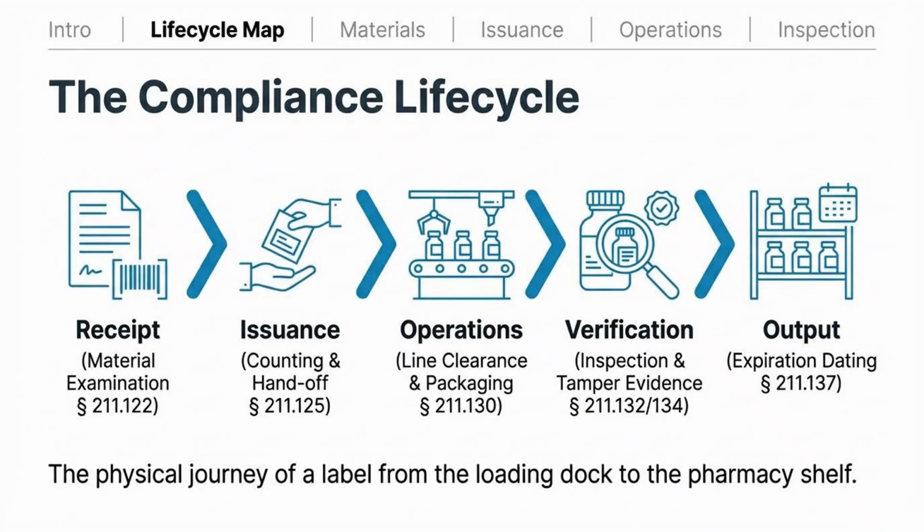Labeling control follows a life cycle, beginning with receipt and examination. It continues through controlled issuance and packaging operations, and ends with inspection and expiration dating. Each step provides protection against errors reaching the patient.